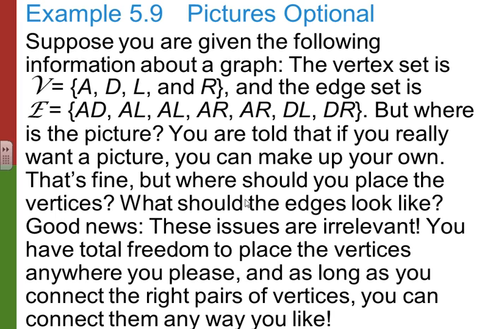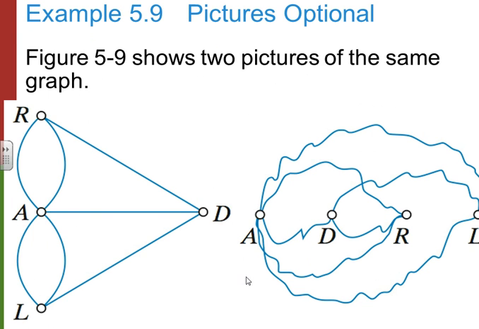Okay, well, here we go. So here we have a picture. We have vertices A, D, L, R, and we have edges between those vertices. But where's the picture? All right, so there we go. I could do it like this, a nice and orderly picture, or I could do something with squiggly lines using my crayons, and they're equally the same. They're the same graph. Perfectly okay to do it either way.